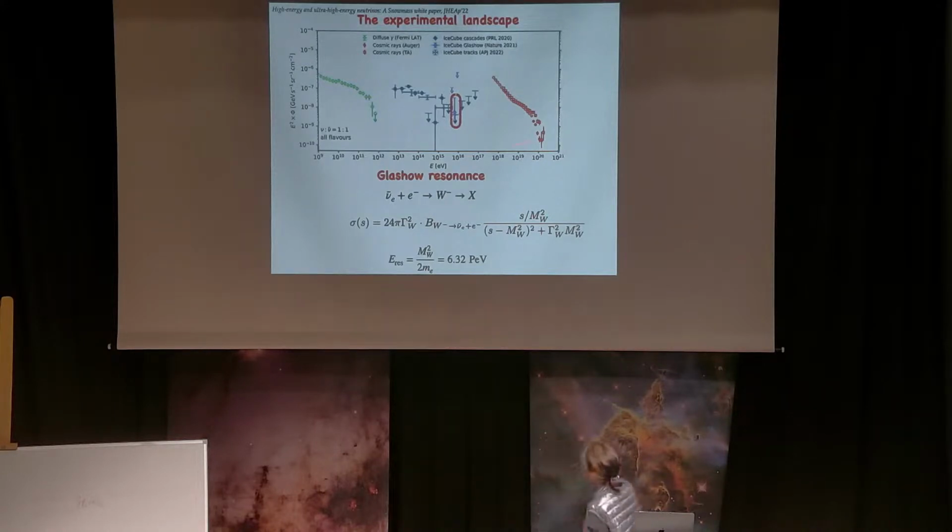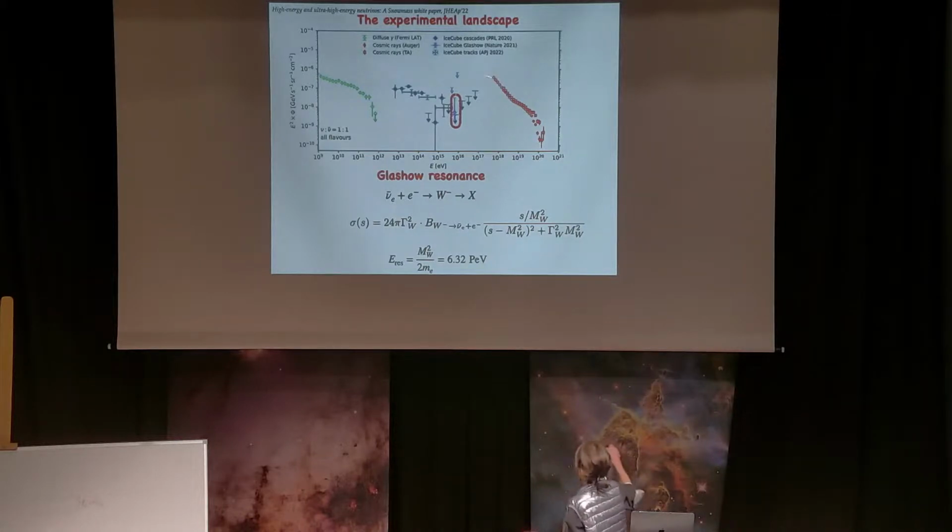You can see the cross-section here and see that when the center of mass energy equals the W boson mass, we have resonant production, which means this cross-section is maximized. Here we have the decay width and such. The resonant energy is just 6.32 PeV. So here you see the flux times the energy squared versus the energy.